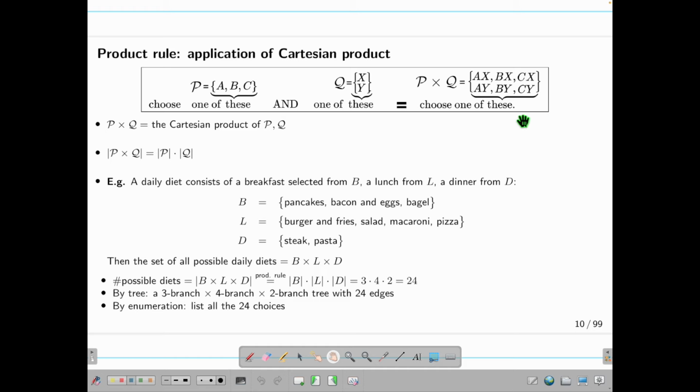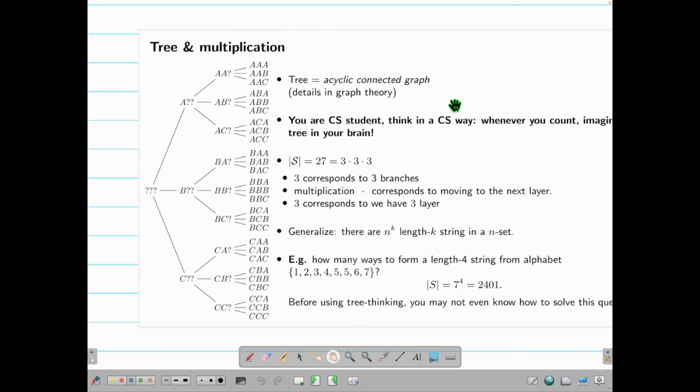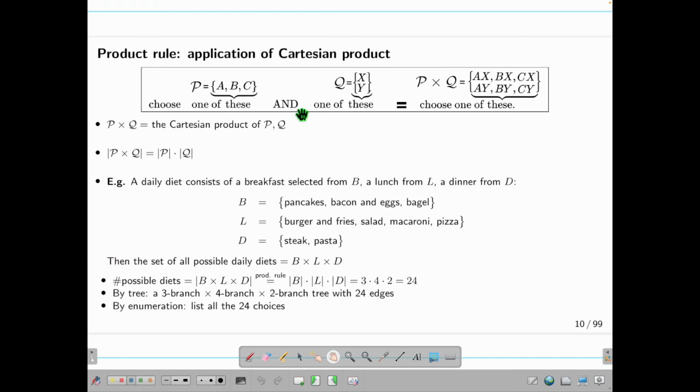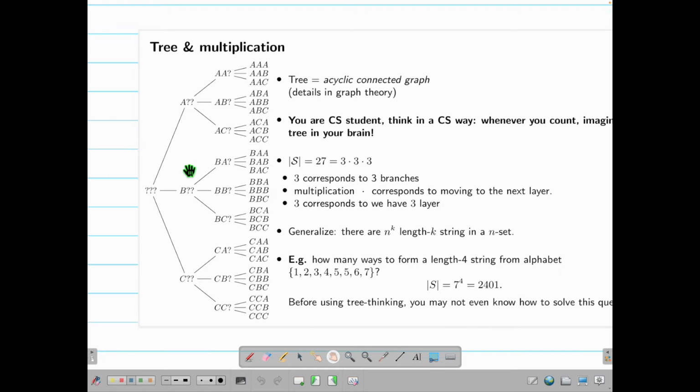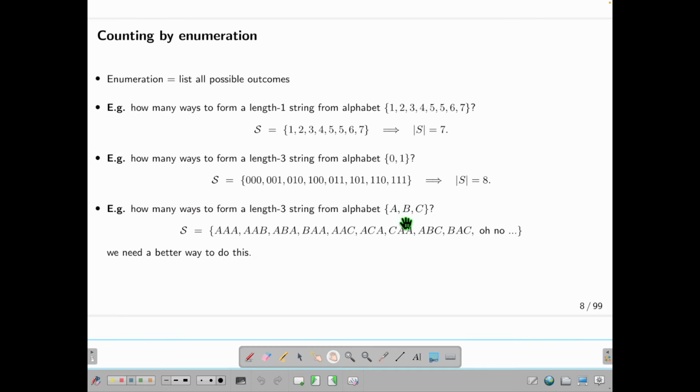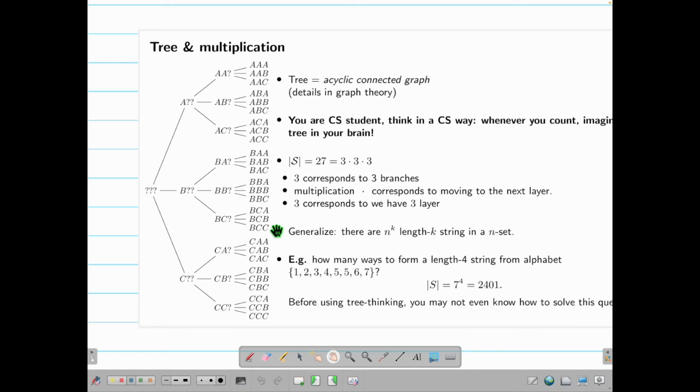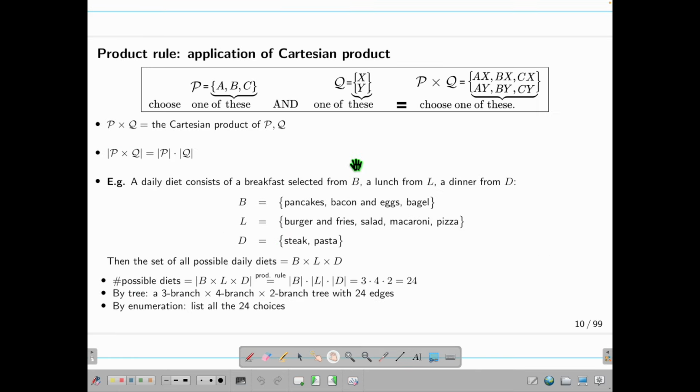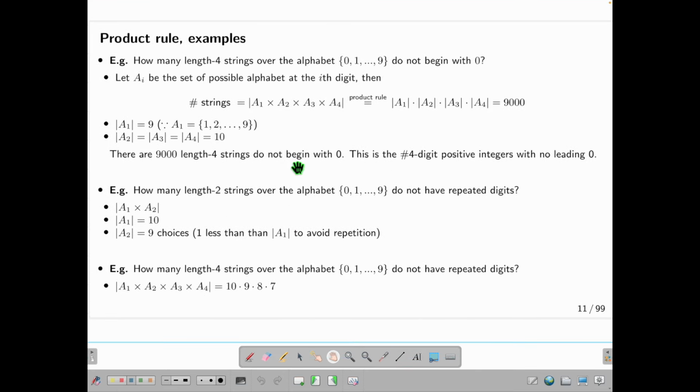Okay? And this process, I have a cross, right? You know what? This is also Cartesian product. This is a Cartesian product of a set on itself. So this is P times Q. These 2 sets are different sets. What is this? This is a set. This ABC Cartesian product itself 3 times. So it's also Cartesian product. So understand this. And more examples. Suppose I have a length 4 string over alphabet 0 to 9.